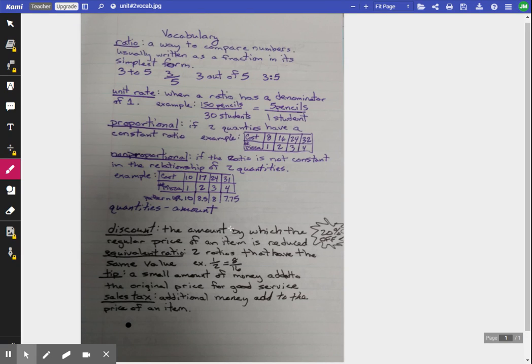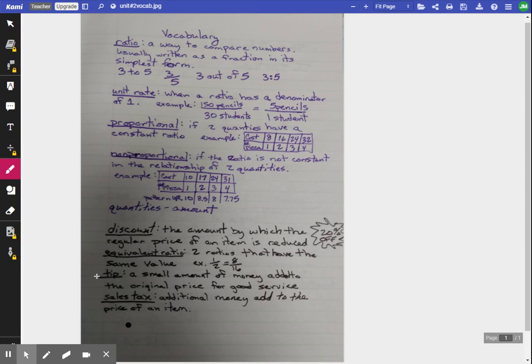Quantities are simply amounts. Just get used to hearing that. Discount. These are a part of the supporting standards. Discounts are the amount by which the regular price of an item is reduced. You see a lot of discounts at stores trying to get you or entice you into purchasing their products. Equivalent ratios, just 2 ratios that have the same value. For example, we did a lot of equivalent fractions or simplest form in the last unit. So 1/2 is equal to 8/16 would be an example.